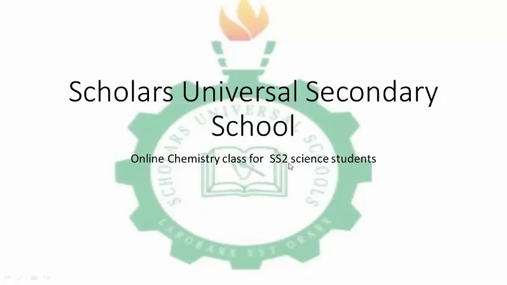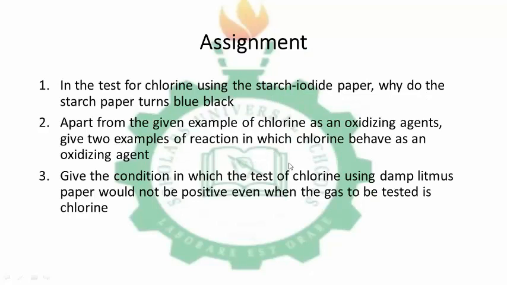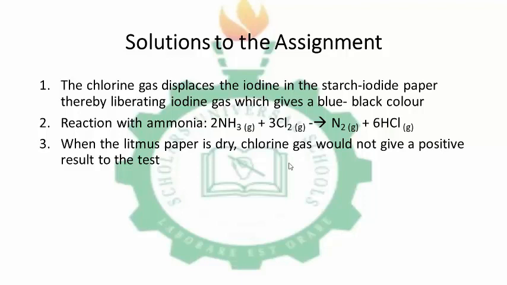In our last lecture, we were discussing chlorine, the remaining chemical properties of chlorine. After that, we discussed some important uses of chlorine, and we also talked about how chlorine can be tested for in the laboratory. And here is the assignment of the last lecture, and here are the solutions to the assignment.